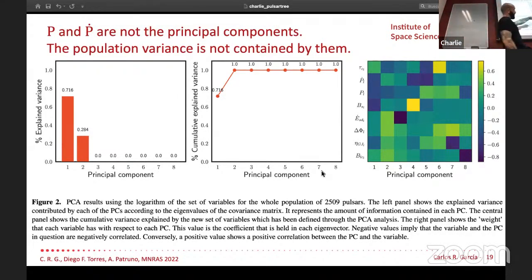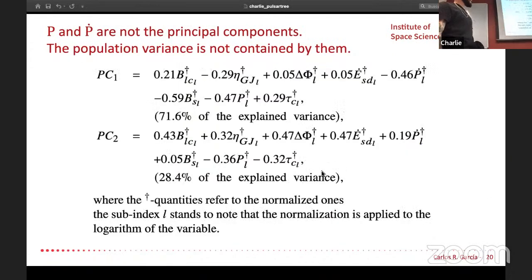But as you see here, that is not true, because this heat map is showing the weights of each variable with respect to its principal component. And as you see there, the weights are non-zero with respect to each variable. So this is important, because if you see that heat map in a numerical way, you can see the coefficients close to its variables are non-zero. So this means that if you want to build principal component one, you have to add all the information that you have in the rest of the variables.